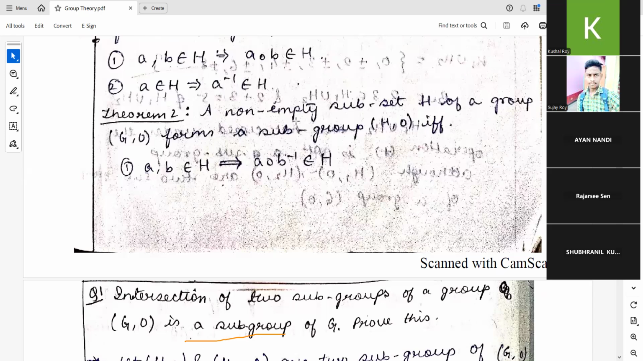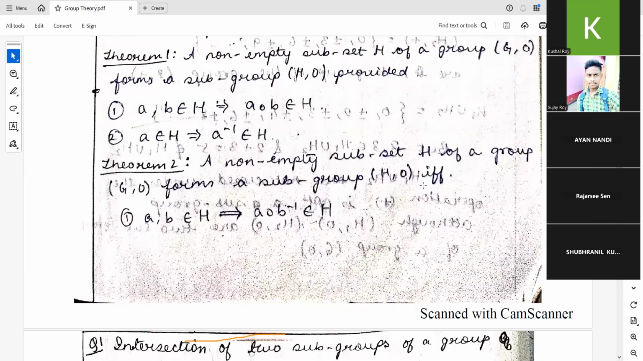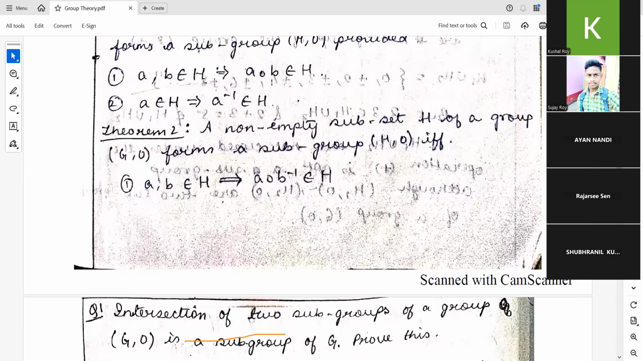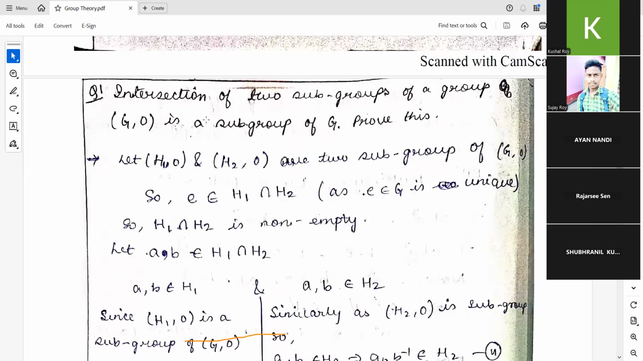Similarly, a non-empty subset H of a group G forms a subgroup if and only if A comma B belongs to H implies A composition B inverse belongs to H. So instead of these two conditions, we can use only this one condition to show that a subset of a group is a subgroup of the group G. If we have any non-empty subset H of a group G, to show that H is a group, we just have to satisfy this one condition: if you consider A and B, two elements from H, then A composition B inverse must belong to H.